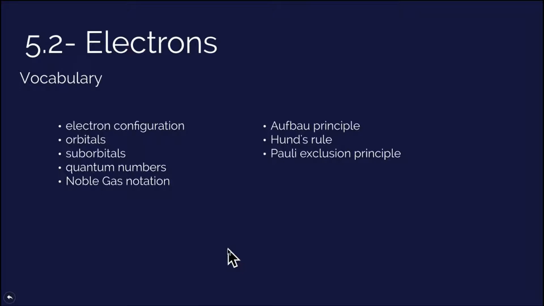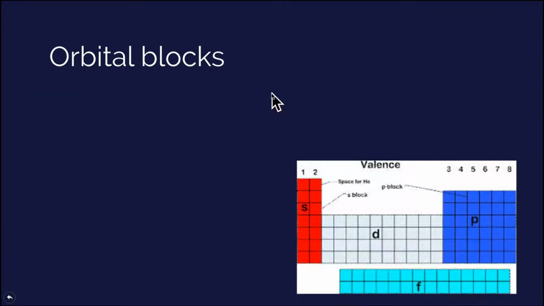So we have the electron configuration, orbitals, suborbitals, quantum numbers, the noble gas notation, the Aufbau principle, Hund's rule, and the Pauli exclusion principle. Now, as we've talked about with the periodic table, it's arranged in a very specific way that gives us a lot of information. One of the ways that it's organized that we hadn't talked about is the blocks. We can actually break down the periodic table into different sections, and this tells us the electron orbitals that we have for each atom.